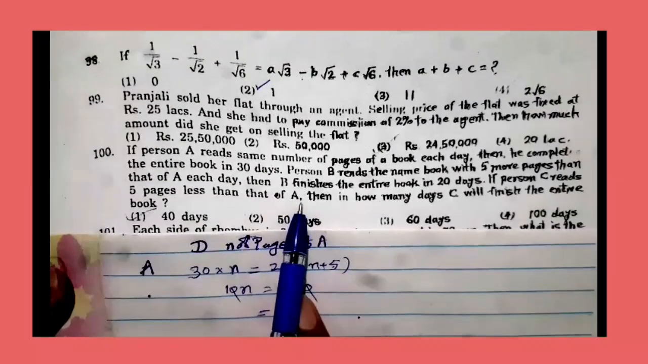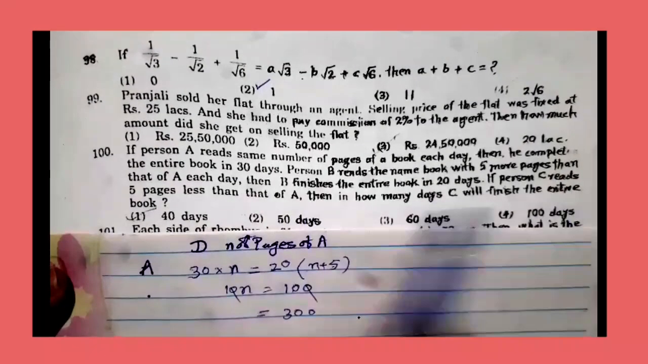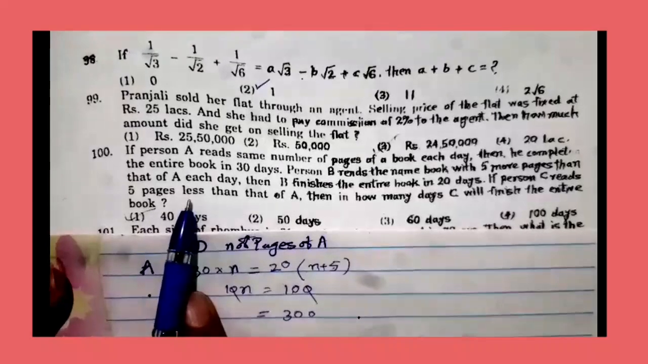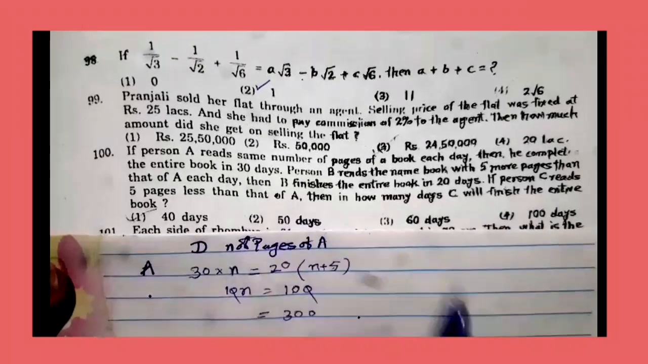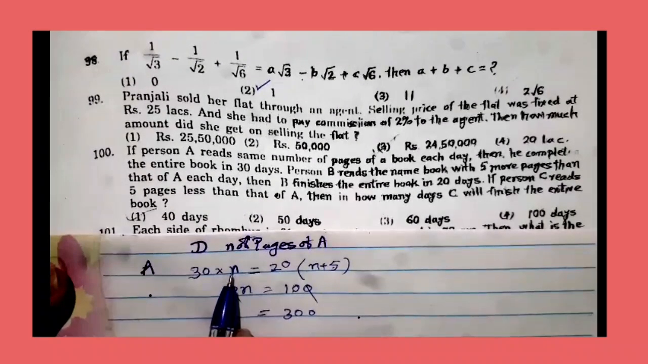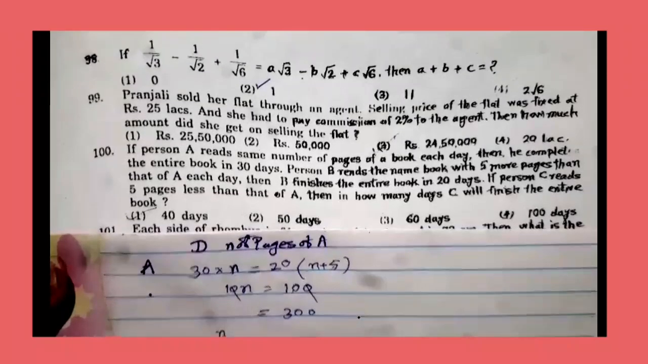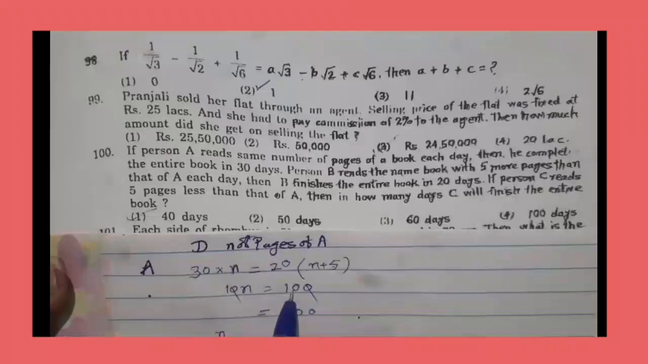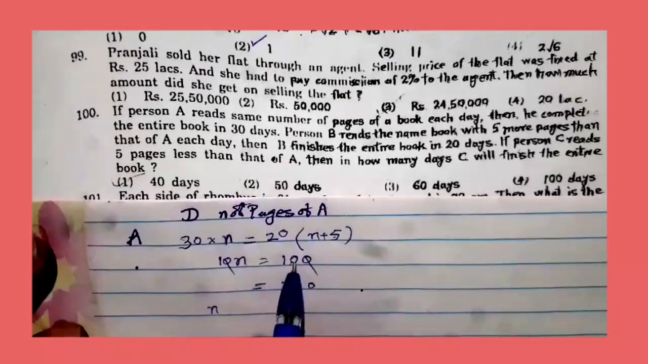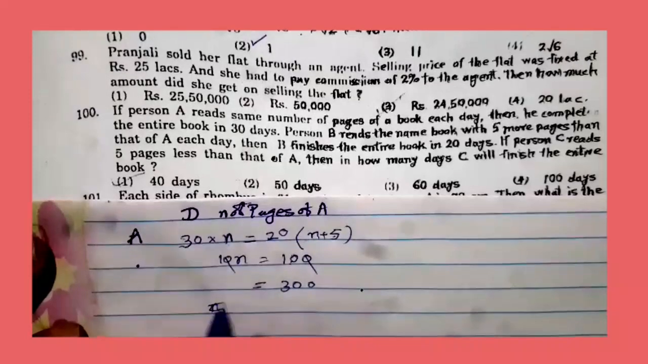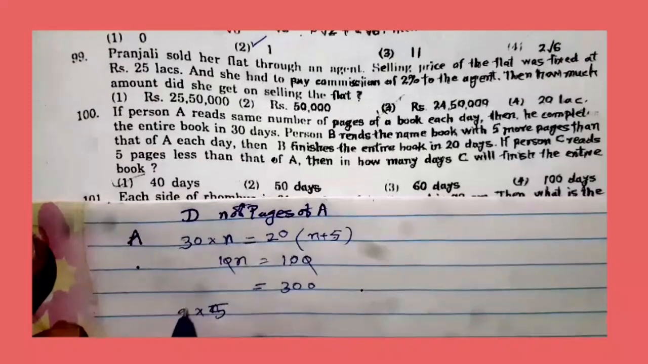Person C reads 5 pages less than A, that is N minus 5. N is 10, 10 minus 5 is 5. So how many days?